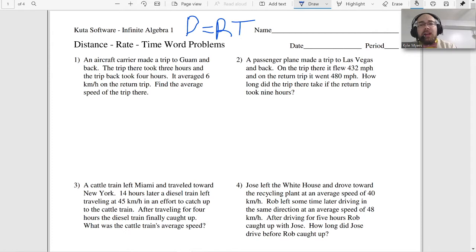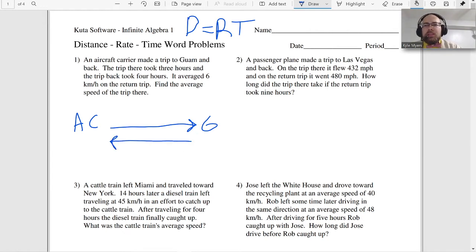So an aircraft carrier is going to make a trip to Guam. I'm usually just abbreviating what it is instead of trying to draw it because I'm not that good at drawing. So aircraft carrier makes a trip to Guam, and back. The trip there took 3 hours, and the trip back took 4 hours. It's going to average 6 kilometers per hour on the return trip. Find the average speed of the trip there.